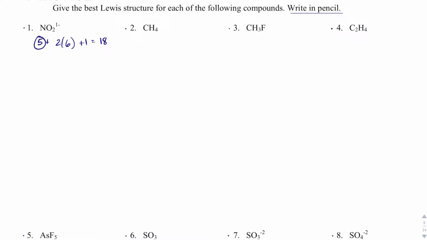Nitrogen, with 5 valence electrons, typically forms 3 bonds to get up to 8 valence electrons. It's called the Octet Rule. Oxygen has 6 valence electrons, and so it typically forms 2 bonds to get up to 8 valence electrons. Our central element is going to be nitrogen because it forms the most number of bonds. We're going to bond oxygen to it, and we're going to give every element 8 electrons.